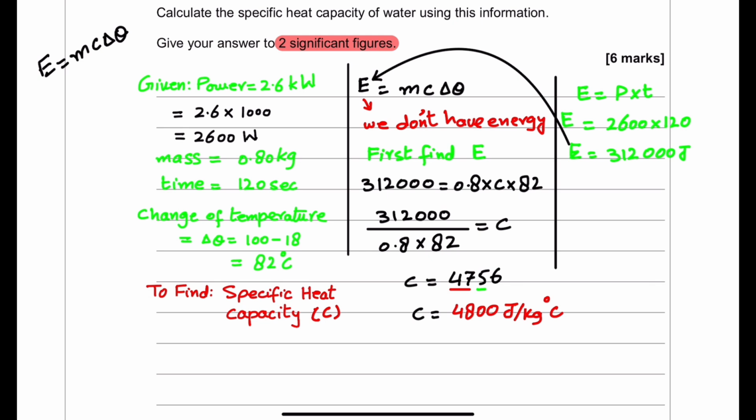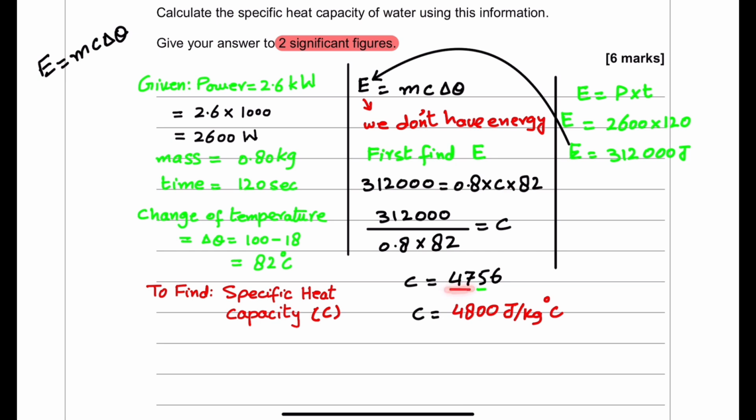After rearranging, the value of C is 4756. The demand of the question is up to two significant figures.